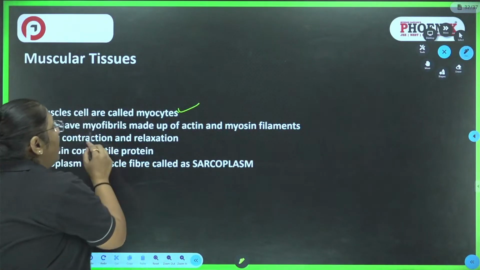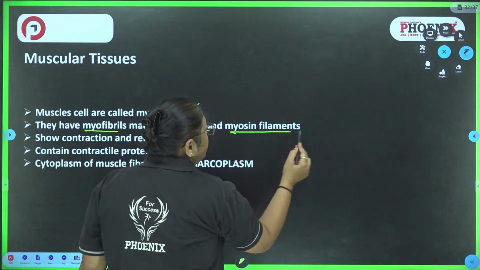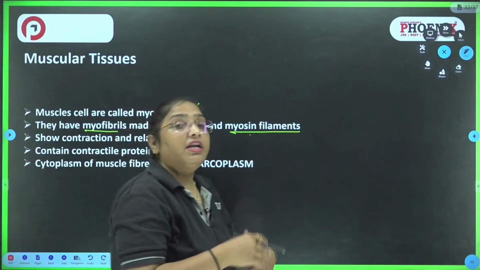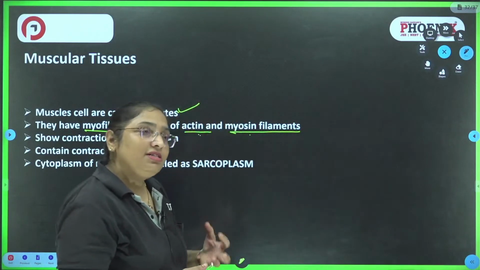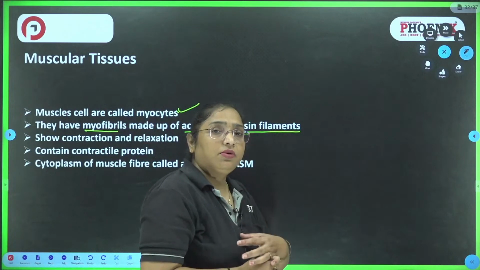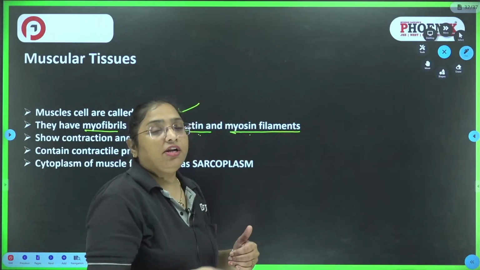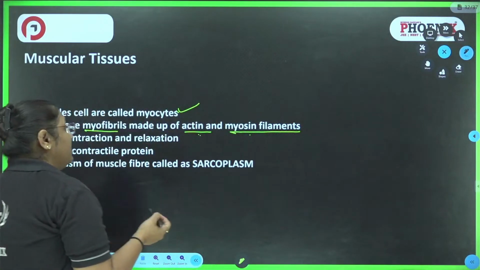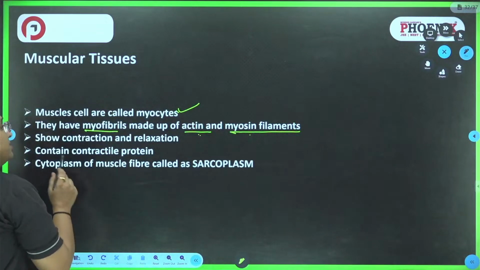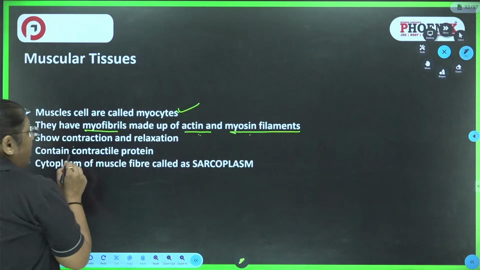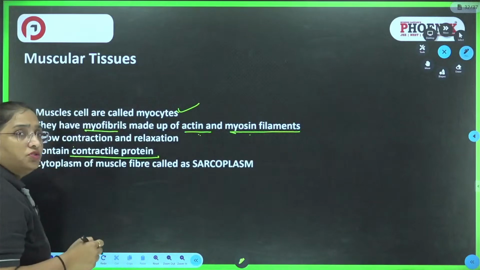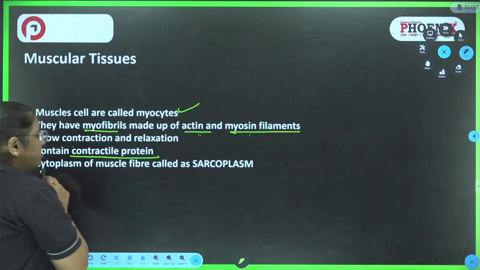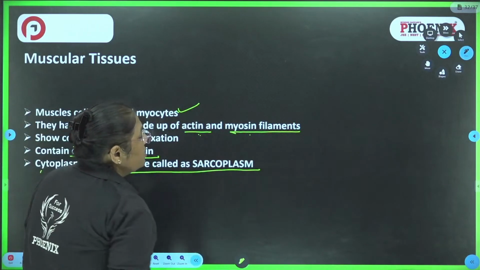Now they have the myofibrils made up of actin and myosin filament. ये जो filaments हैं, they are responsible and they are helping in the relaxation and contraction. क्योंकि मसल्स जब काम करती है वो पेयर में काम करती है, ओके, एक रिलैक्स होगी दूसरी कॉन्ट्रैक्ट होगी, दूसरी कॉन्ट्रैक्ट होगी तो पहली रिलैक्स होगी. This helps by actin and myosin filaments. They show contraction and relaxation. जो वो contraction करते हैं that is due to the contractile protein. They have the contractile protein and the cytoplasm of muscle fiber is called sarcoplasm.